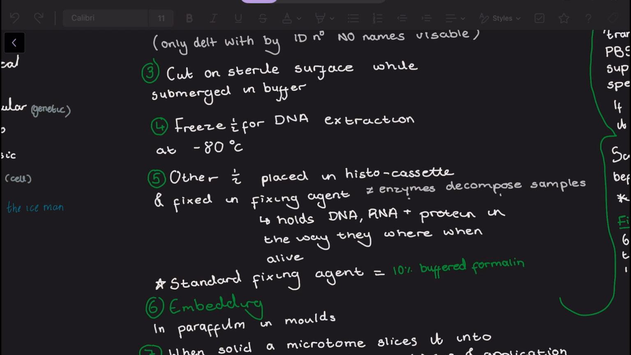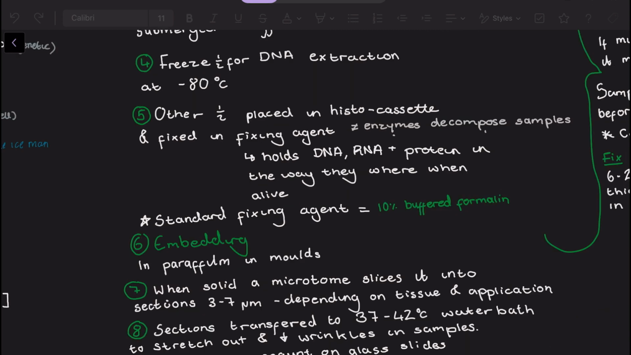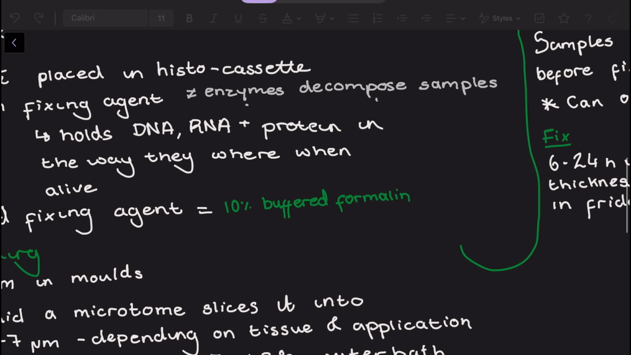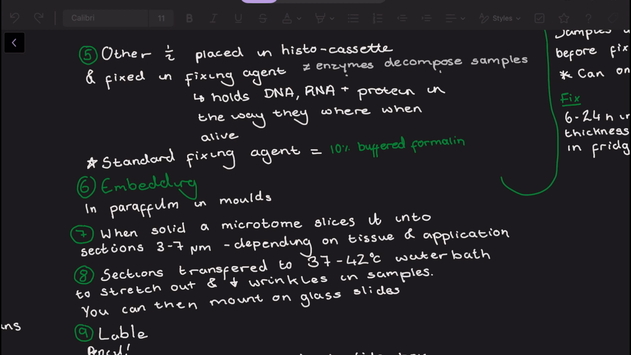And the other half is then placed into a histocassette and fixation agent is added. This preserves the sample so that it's as it was when it was alive, and this agent is usually 10% buffered formalin. The amount of fixative agent used depends on the thickness of the sample. So obviously if you have a thicker sample, then you leave it in the fixative for longer. And at the same time, you also have to label the histocassette so you know what's in it. You can only do this with pencil because the processes that it goes through later wash off pen ink, so you can only use pencil.